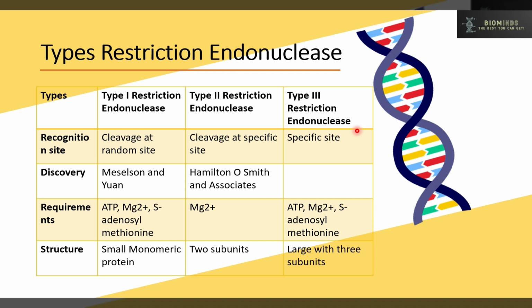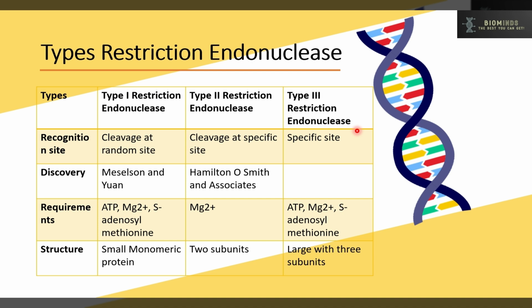So when we look at the recognition site category, type 1 will cleave at a random site. Means if you have a DNA, it will cut the DNA at any point. So you will get any fragment. Sometimes you will cut down the main gene as well. Whereas type 2 and type 3 are specific. They cleave at a very specific site. If there is a certain sequence, the type 2 or type 3 restriction endonuclease goes there, identifies that sequence and cuts it there only.